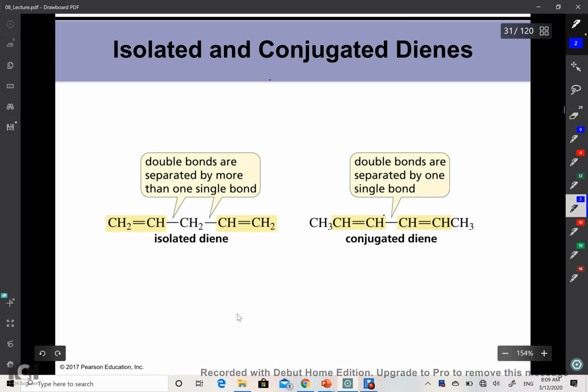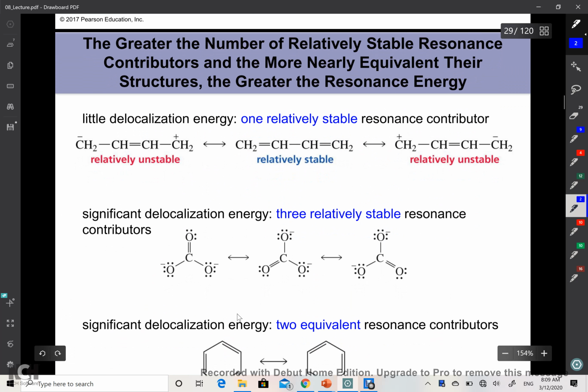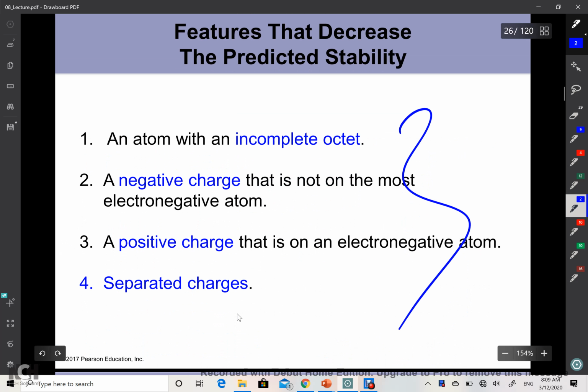So let's continue the class. I think we stopped somewhere here, right? Here. Yes, we stopped there. Features that decrease the predicted stability. You guys can read that. It's in English.